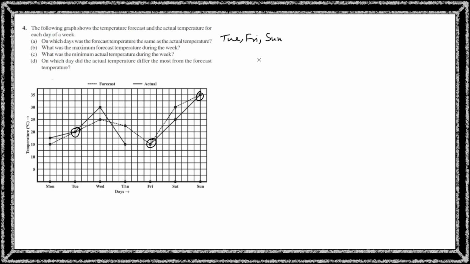Next, what was the maximum forecast temperature during the week? So in the week, the forecast is the dotted line. So you can see that the maximum forecast was 35 degrees, which was on the Sunday. So what was the maximum forecast? 35 degrees Celsius.